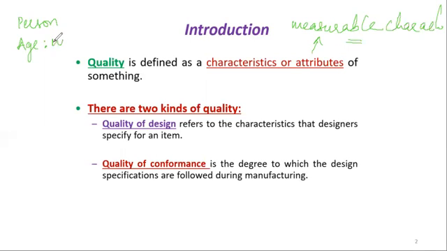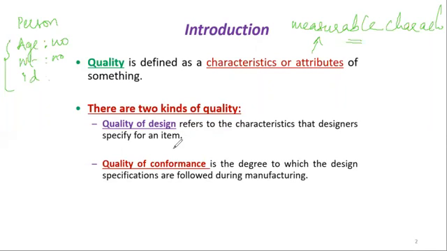It is a number. He can have his weight, that is again a number. His identification number, that can again be a number. House number has a combination of characters and numbers. So these are your attributes. These are your measurable characteristics. Now there are two types of quality: quality of design and quality of conformance.